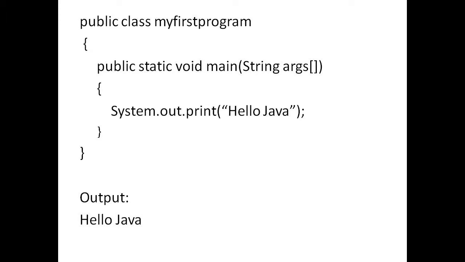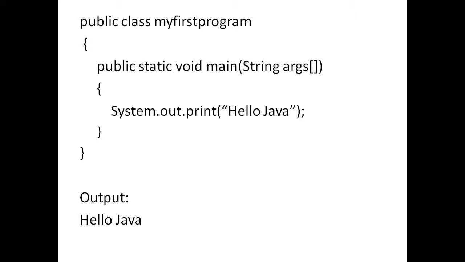So let me show you a sample program. Public class my first program, public static void main string args. Within the curly brace, we can write System.out.print hello Java. So when we execute this program, we will get an output something like hello Java.